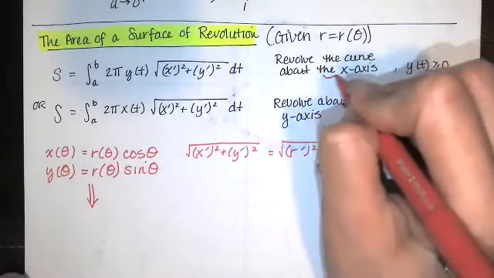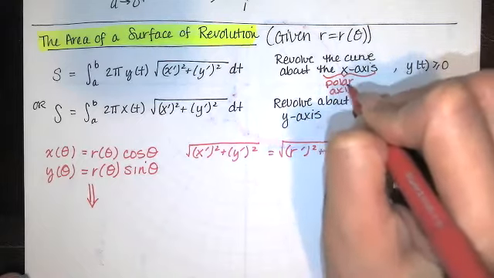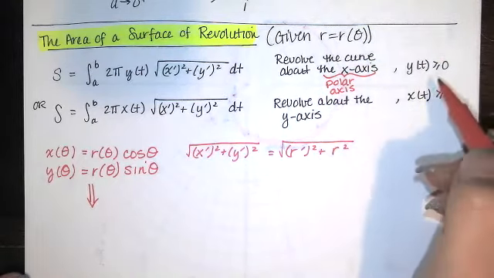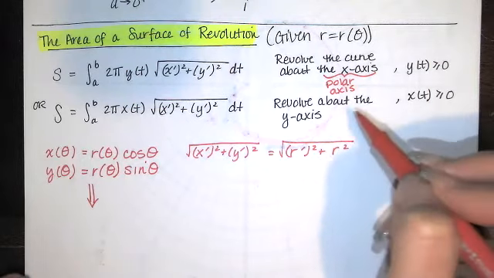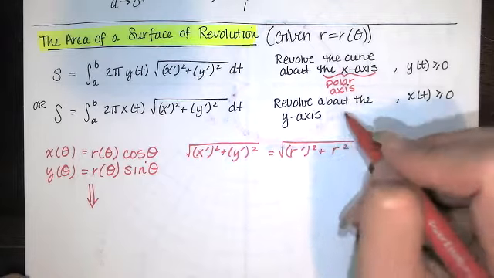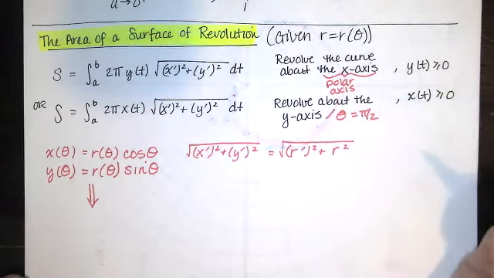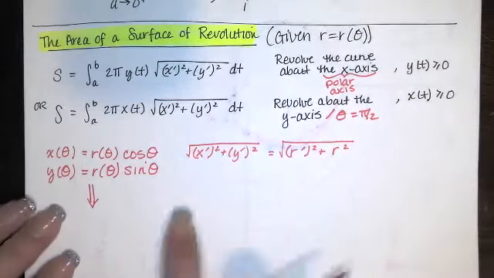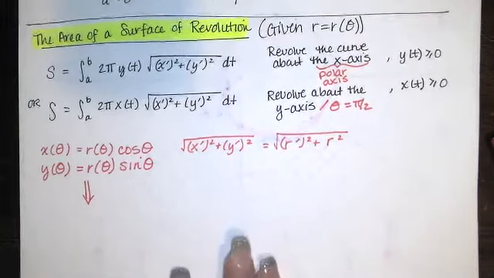The x-axis is now the polar axis. So that's the positive x-axis. And we're assuming that y is greater than 0 and x is greater than 0 here. And then instead of revolving around the y-axis, we're going to call that theta equals pi over 2, which is exactly what the positive y-axis is. So putting all of these pieces together, we get our two new surface area integrals.